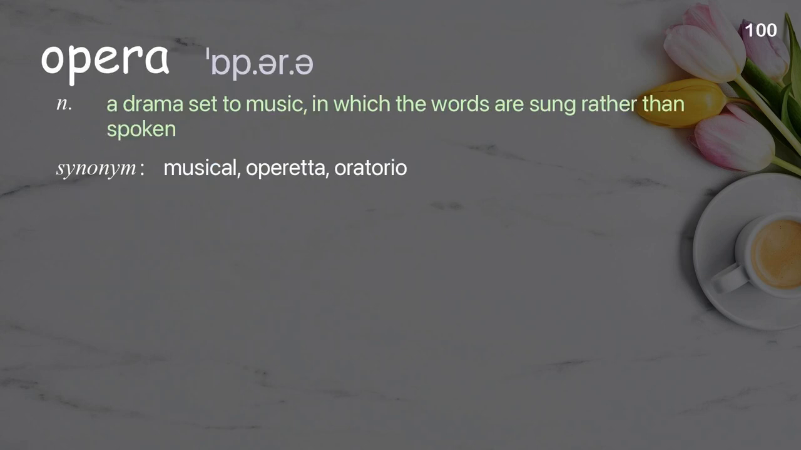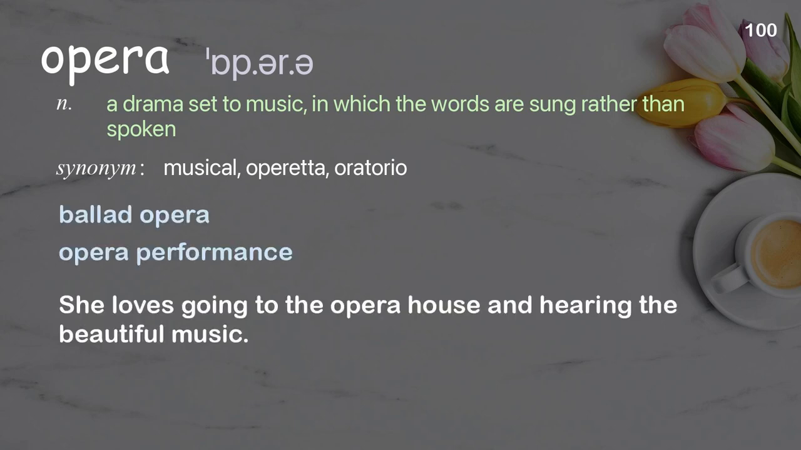Opera: a drama set to music, in which the words are sung rather than spoken. Examples: ballad opera, opera performance. She loves going to the opera house and hearing the beautiful music.